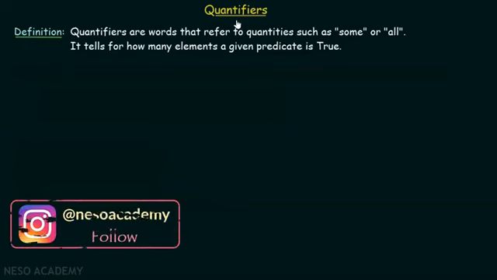In this presentation, we will discuss what quantifiers are and we will also see some examples related to quantifiers. So let's get started. Here is the definition of quantifiers. Quantifiers are words that refer to quantities such as some or all.